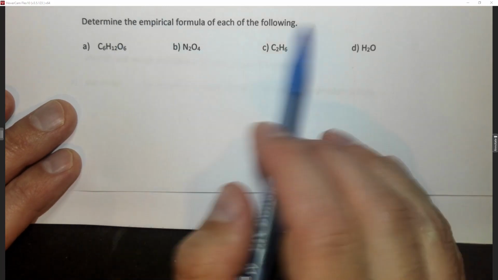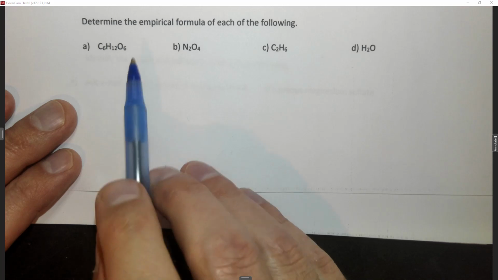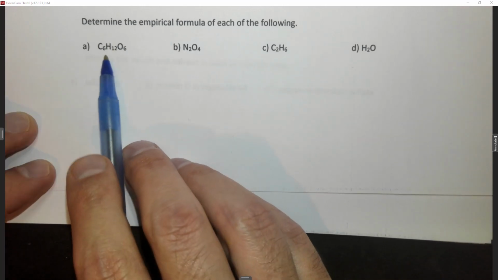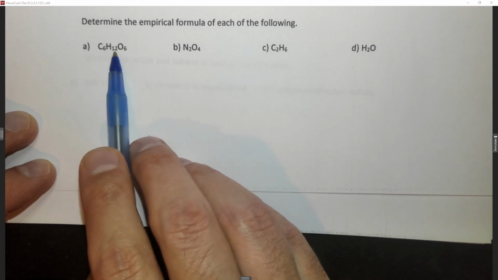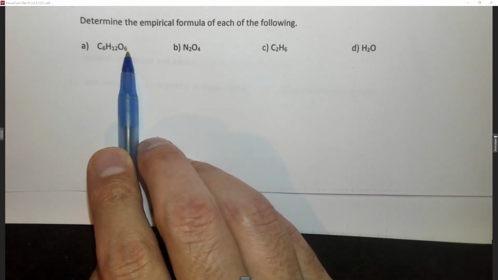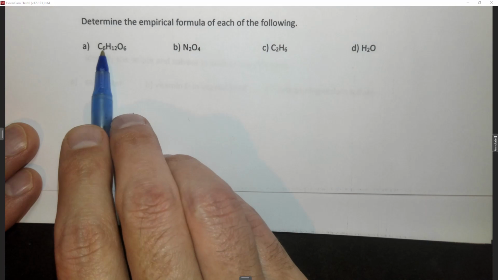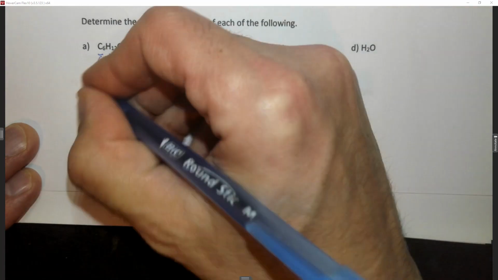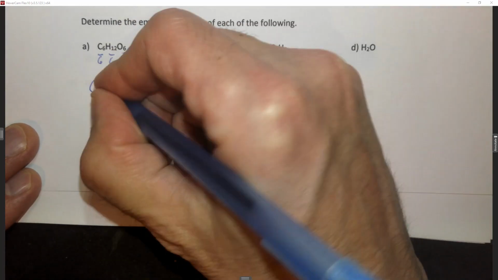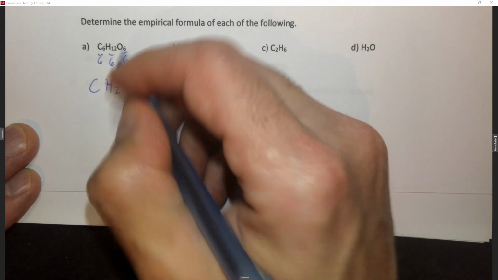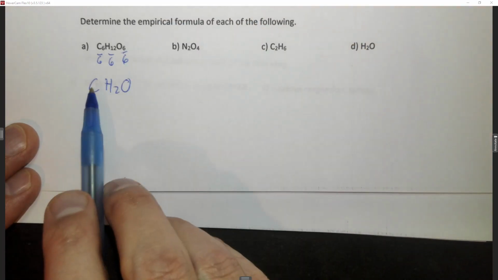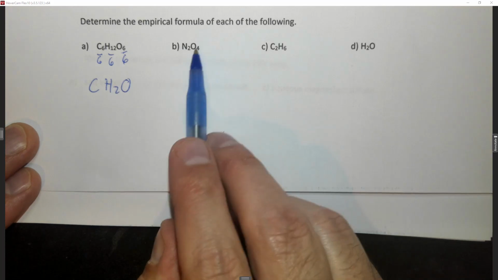So to convert these molecular formulas into empirical formulas, you have to find the common denominator. So in this case, we have C6H12O6. The common denominator here is 6, because 6 goes into this, this, and this. So we divide each of them by 6, and what we find is the empirical formula is C1, we don't write the 1, H2O1, again we don't write the 1. So we divide them all by 6 and we get CH2O.